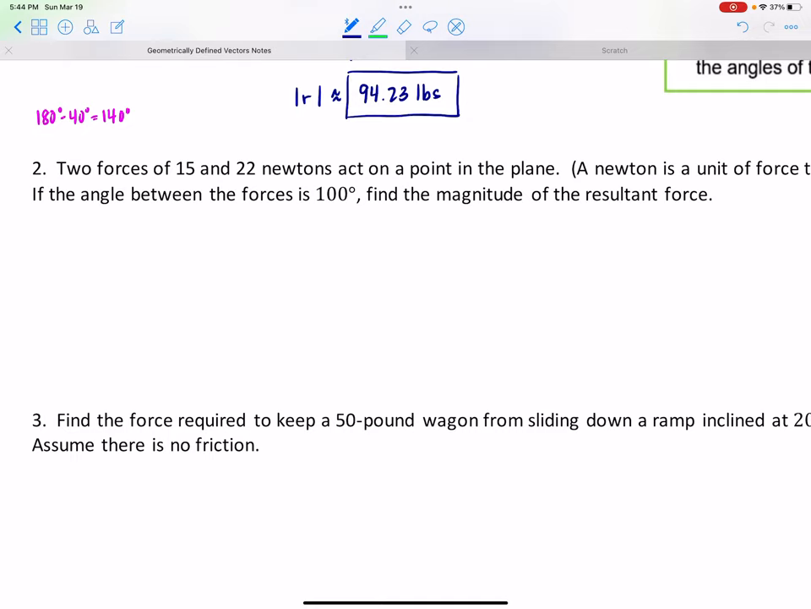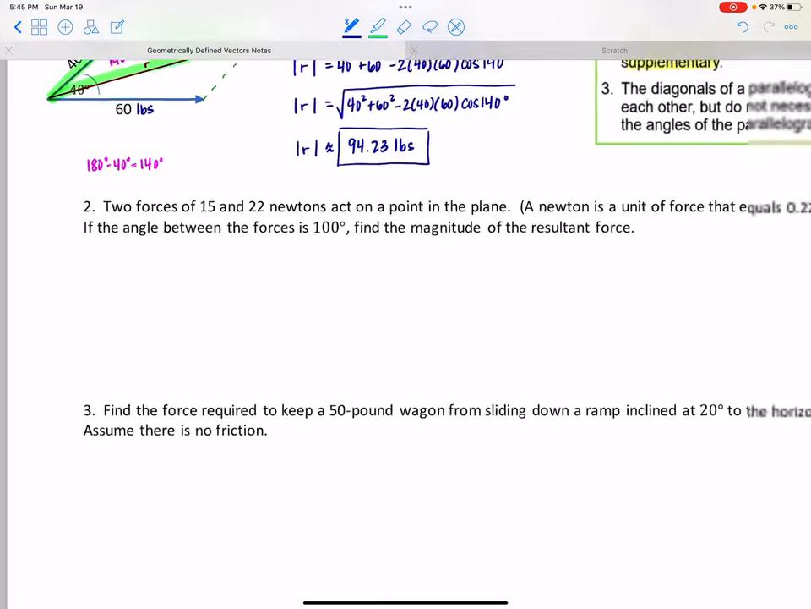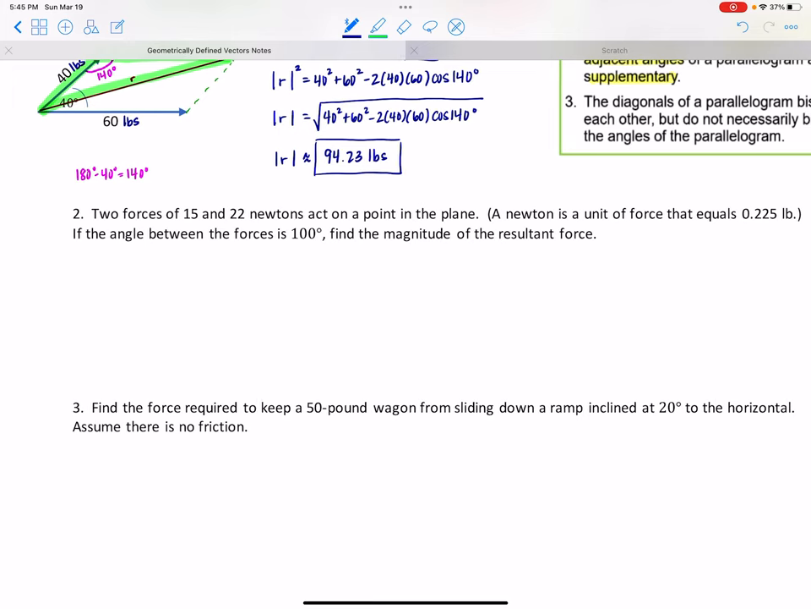So we have two forces of 15 and 22 newtons acting on a point in the plane. And a newton is just a unit of force that is basically about 0.225 pounds. But knowing that it's a unit of force means it has to be a vector. So it's got a weight to it and a direction that it's being pulled. So there's actually two vectors in this case acting on a point that's in a plane. One's got a force of 15, one's got a force of 22.